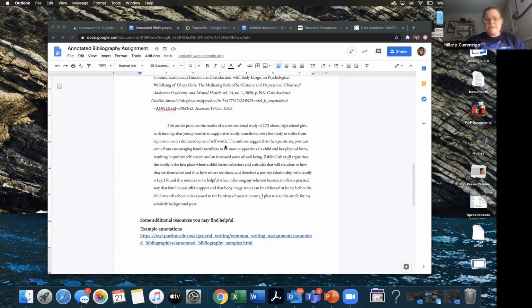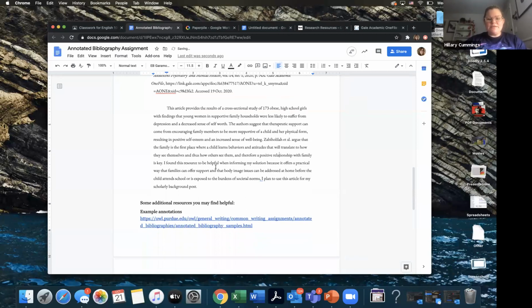The author suggests that therapeutic support can come from encouraging family members to be more supportive of a child and her physical form, resulting in positive self-esteem and an increased sense of well-being. Since there were plural authors, I can use the last name of the author with et al., which means all the other people, which I just have a typo there, argue that the family is the first place where a child learns behaviors and attitudes that will translate to how they see themselves and how others see them. And therefore, a positive relationship with family is key.